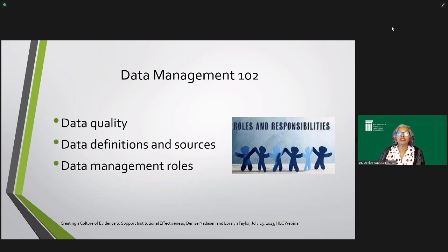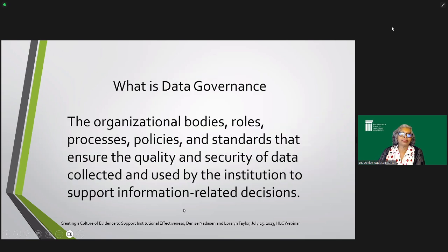It takes a village to raise the data culture. So clarity in the roles and responsibilities needs to be a priority. And so we'll talk more about this as we talk about data governance. So what is data governance? It's the organizational bodies, roles, processes, policies, and standards that ensure the quality and security of the data collected and used by the institution to support information-related decisions.